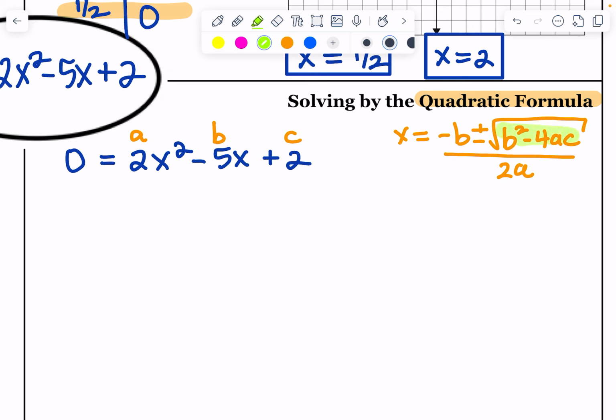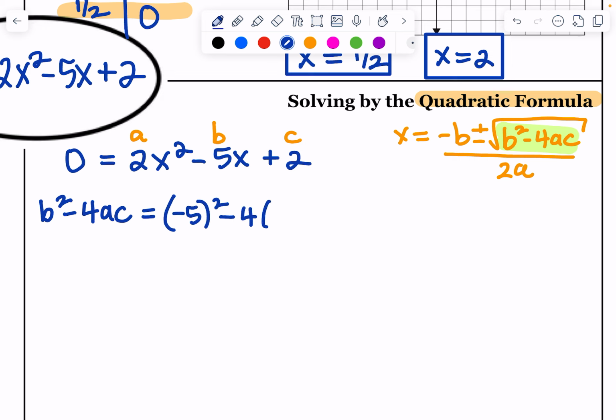I like to do this underneath part first so that my work stays clean. This is called the discriminant. And so I'm going to be doing b squared minus 4ac first. And when I do that, this would be negative 5 squared minus 4 times 2 times 2. I like to use my calculator when I do this part so that I don't make a math error. And I get 9.